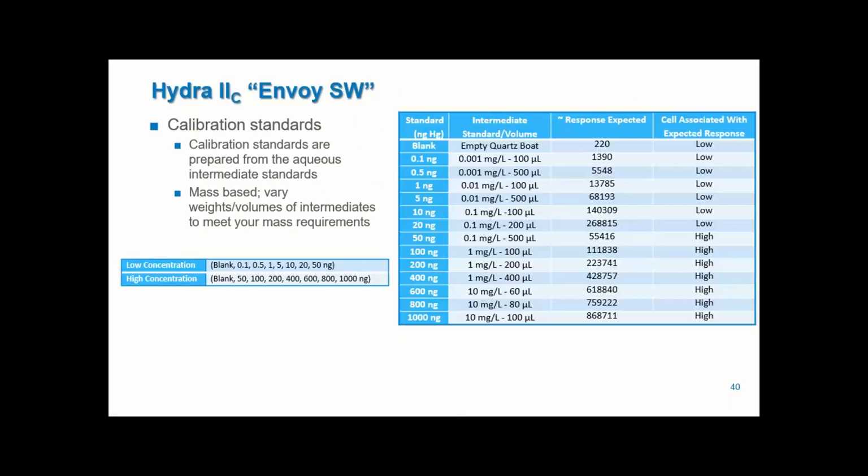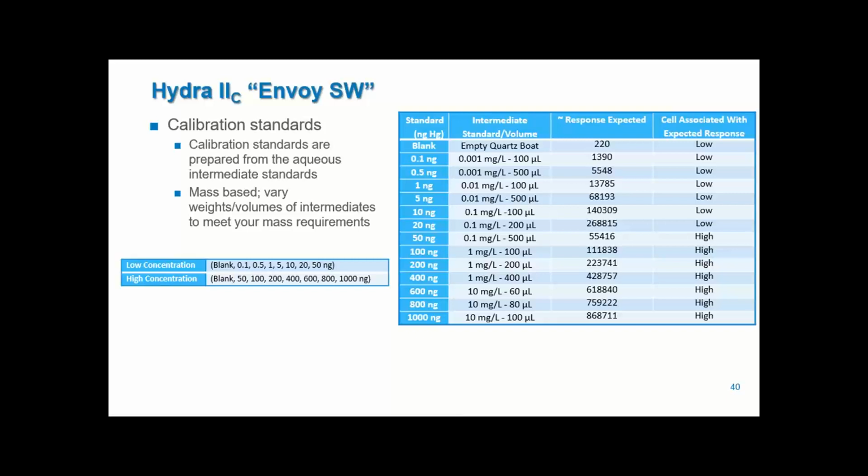So speaking of calibration curves, this shows our recommended calibration protocol. We recommend using aqueous standards and then varying the volume to get the desired mass of mercury. For example, by using 100 microliters of the 0.001 ppm standard, we get 0.1 nanograms of mercury. And if you increase that volume to 500 microliters, you get 0.5 nanograms of mercury.